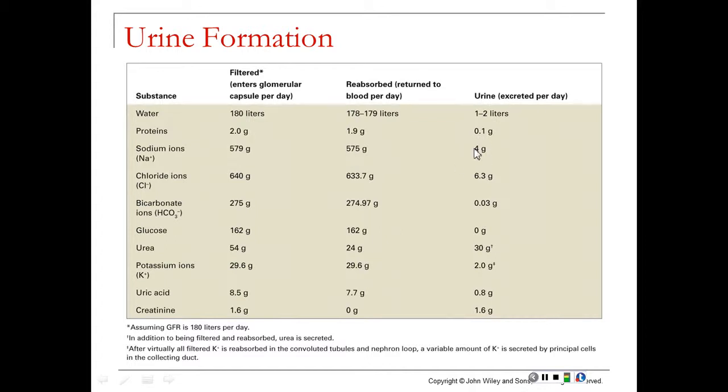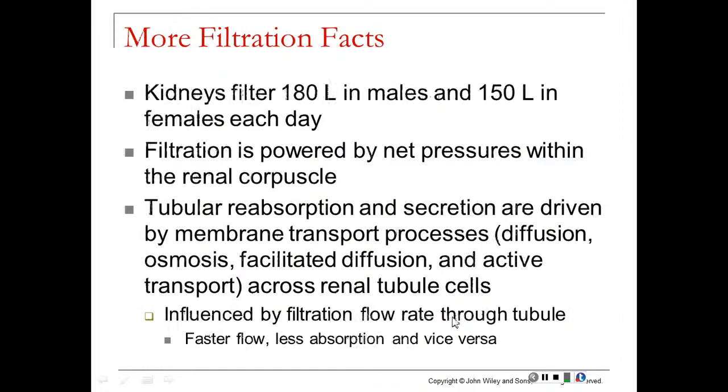What is it excreting a lot of? Well, look at this toxin, urea, builds up in the blood, changing blood pH. Urea, 54 grams of it, 30 grams of it are excreted. That's a pretty high turnover rate. What about creatinine? That's another waste product of metabolism. 1.6 grams are filtered, 1.6 grams is removed.